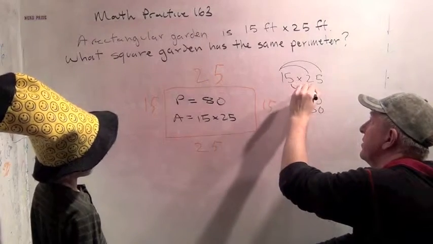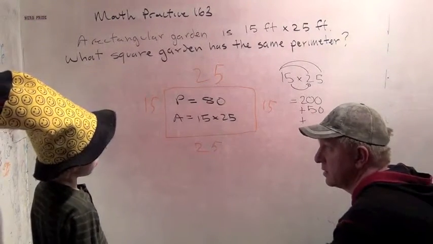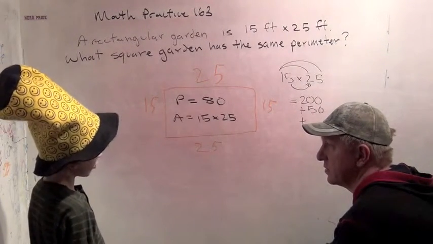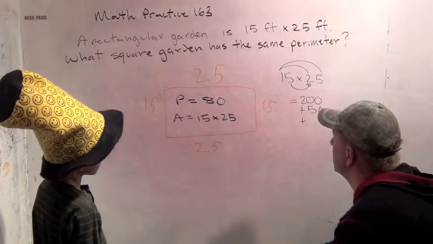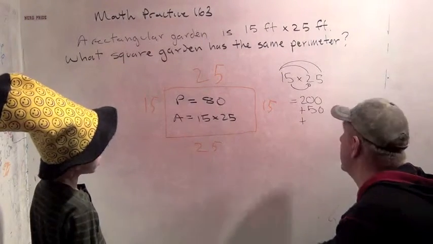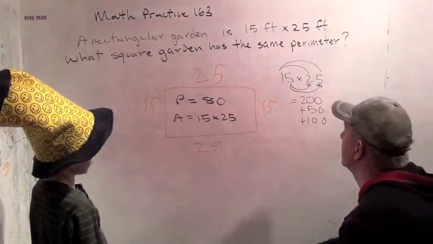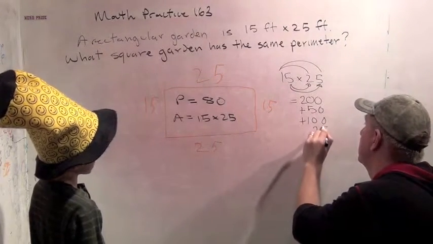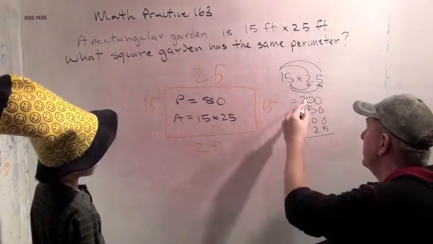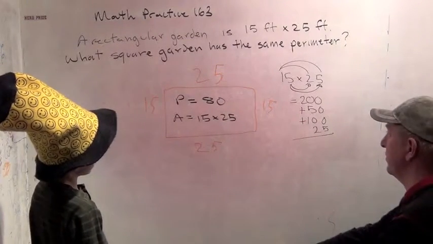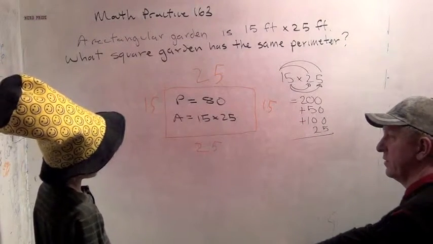Now we have to do 5 times 20. 5 times 20 is 100. Very good. And then last, 5 times 5. 25. Okay. So what does this add up to? 200 plus 50 plus 100 plus 25. Looks like 325.